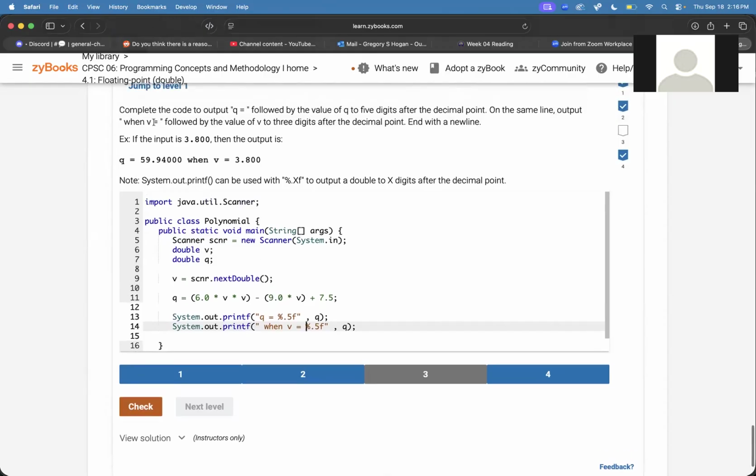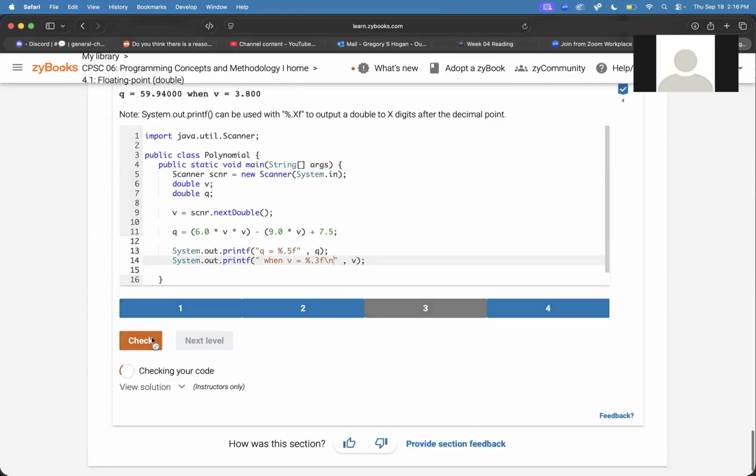And it's supposed to be when V equals, and it says followed by the value of V to 3 digits. So we have to change the 5 to a 3. And we're printing V, so we have to change the variable to a V. And then it says end with a new line. So this one does need a backslash n on the end. So this should print it out correctly.